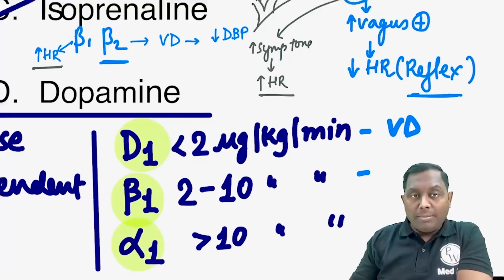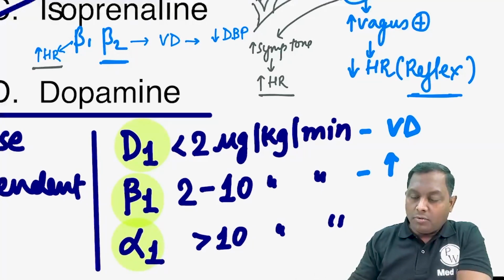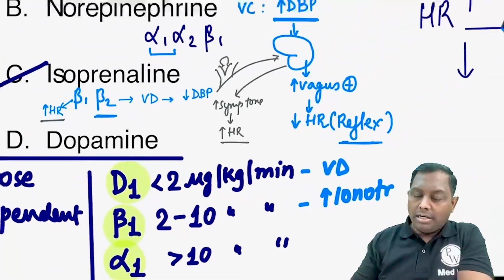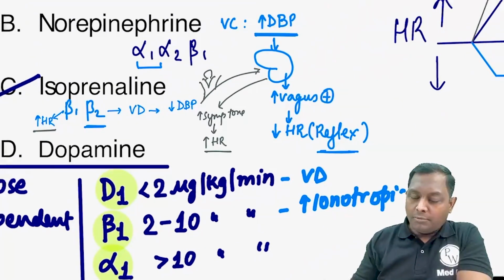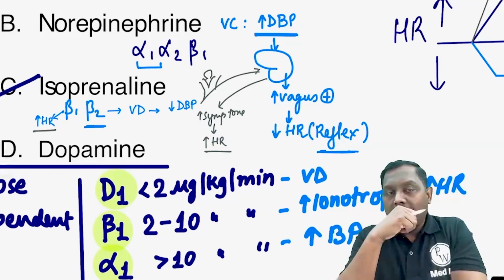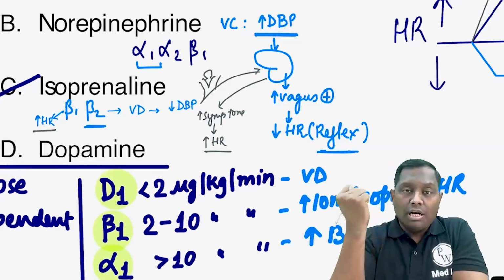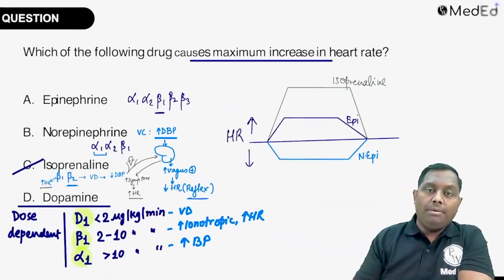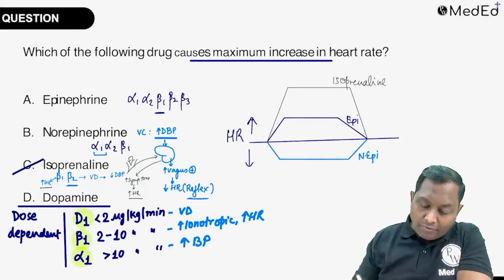At the intermediate dose, on beta 1, they are going to cause inotropic support, and they can also increase the heart rate. And on alpha 1, because of the vasoconstriction, they can increase the blood pressure as well. This is why whenever there is any patient in shock with oliguria with unrecordable BP, the drug that we are going to prefer is dopamine.